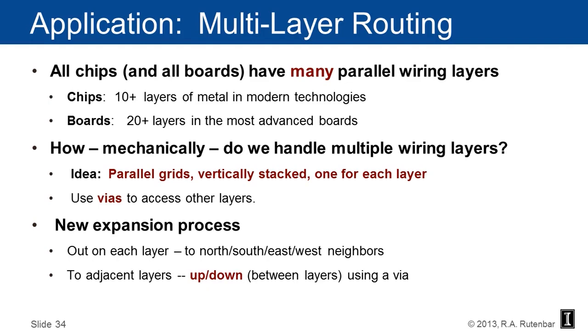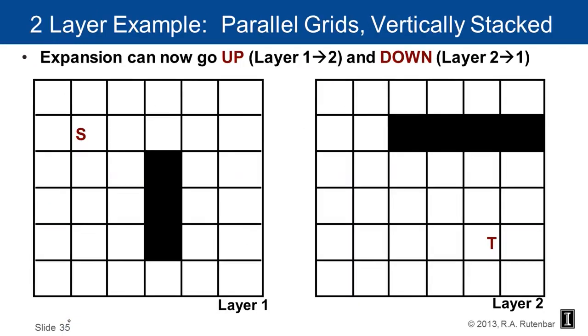Just like we expanded this wavefront out on each layer to the north, south, east, and west neighbors, we're now going to expand to adjacent layers. I'm going to call this up and down to just keep things simple for the two-layer routing case. You go up to another layer, you go down to another layer using a via. So let's go see how that works.